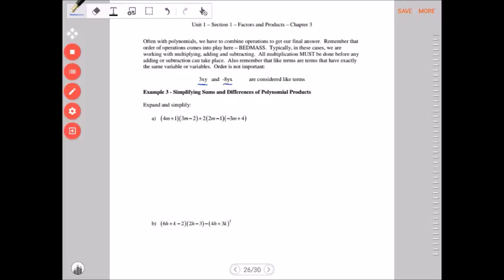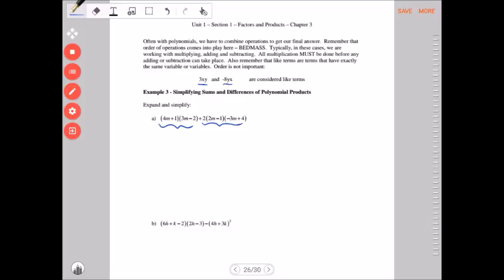Okay, so if we have a look at example 3, simplifying sums and differences of polynomial products. If you have a quick look here, this one is a FOIL, and then this one has a whole bunch of things multiplied together.